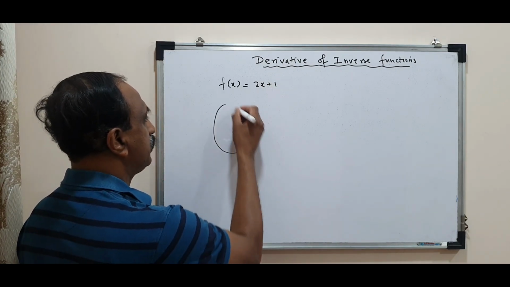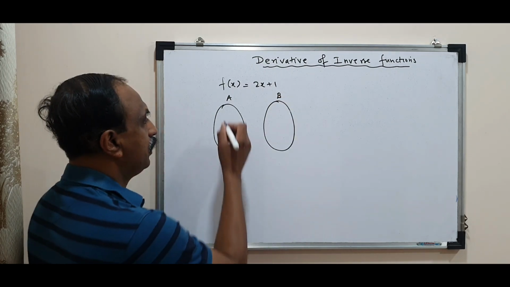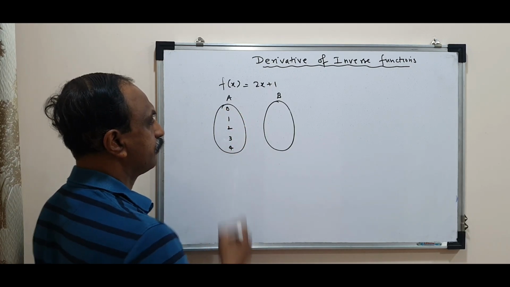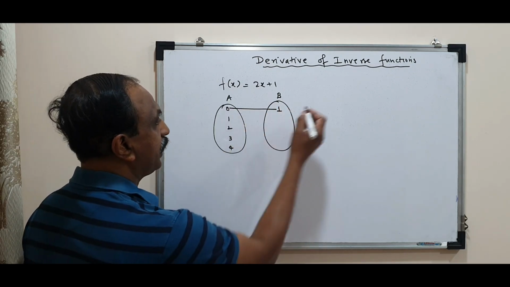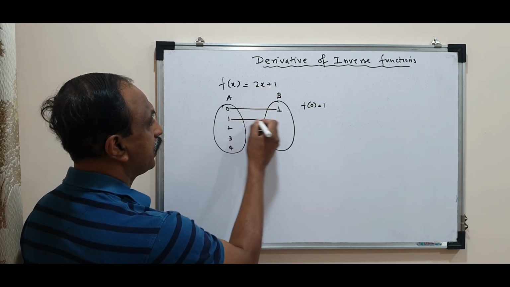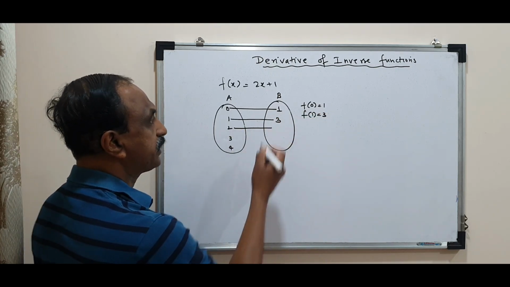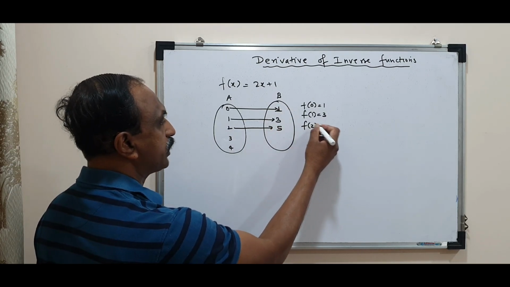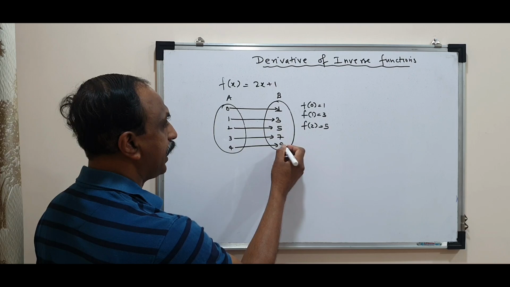Let's have a look at it. This is the value of x. This is the value of y. Let's put some values here. X is 0, 1, 2, 3, 4. When I put x as 0, the corresponding value of y is 1. We write it as f of 0 is 1. When I put x as 1 here, the corresponding value is 3. We write it as f of 1 is 3. If I put x as 2, the corresponding value will be 5. So we write f of 2 as 5, and it goes on like that. When I put 3, it is 7, and when I put 4, it is 9.